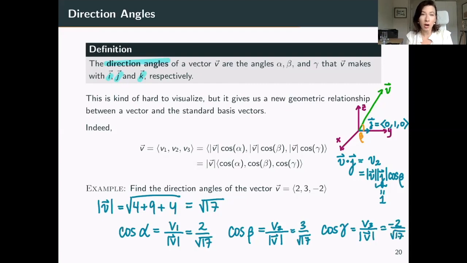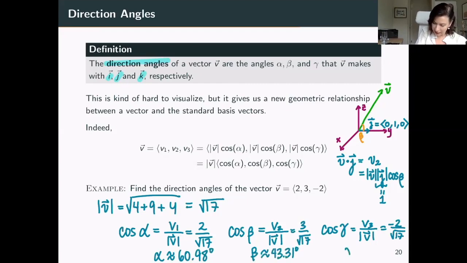Then, using the arc cosine or cos inverse function on your calculator, we can find out what our direction angles are. We have that alpha is going to be approximately 60.98 degrees. Our angle beta is approximately 43.31 degrees. And lastly, our angle gamma is approximately equal to 119 degrees.